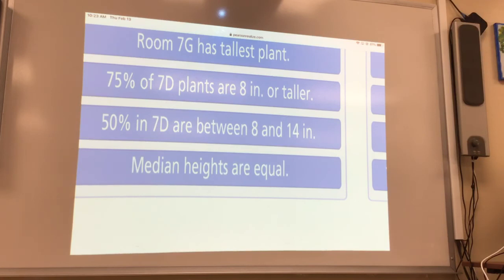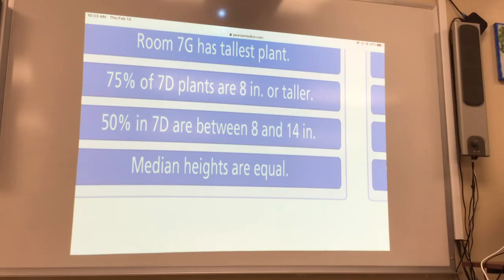No, that one's right. I wrote it on the other side. Oh, I see. Okay. Median heights are equal. That's a true statement. I mean, they had it pretty even.